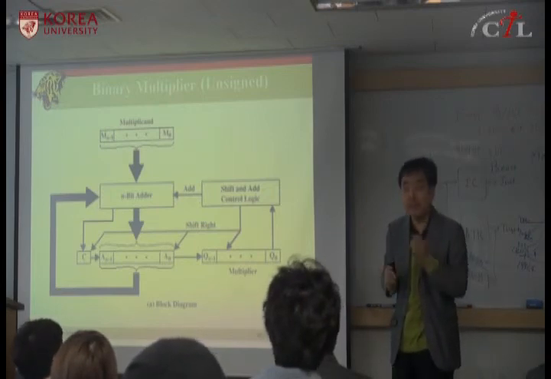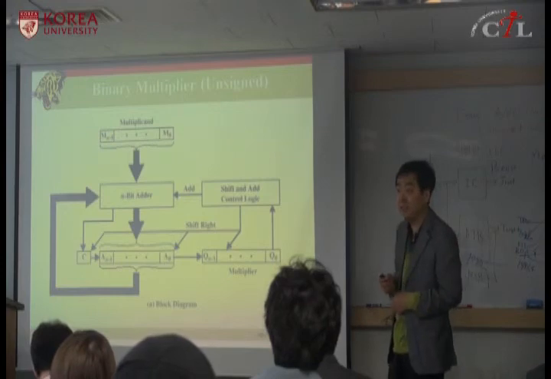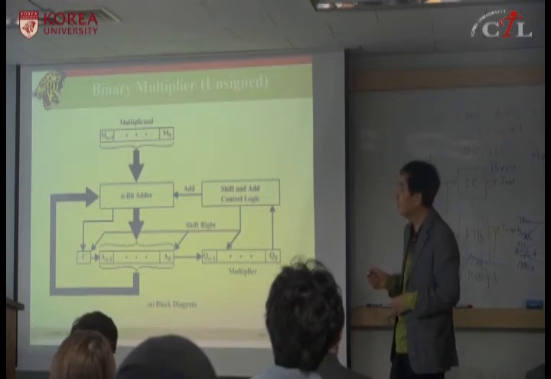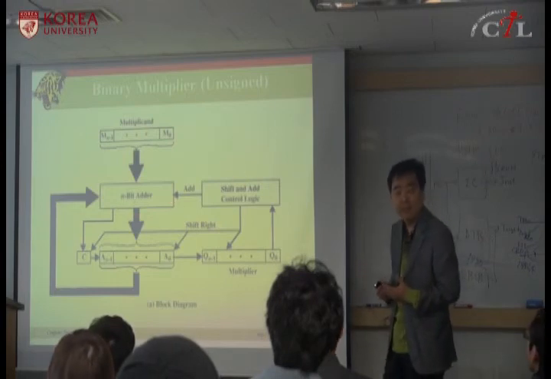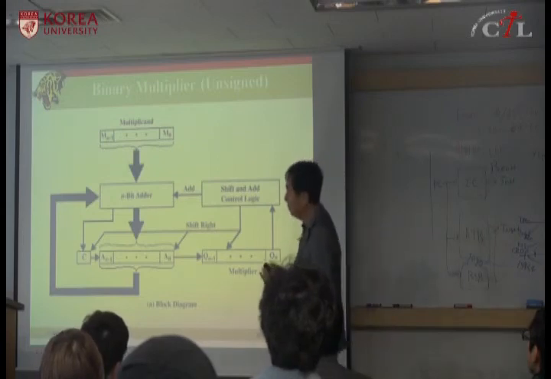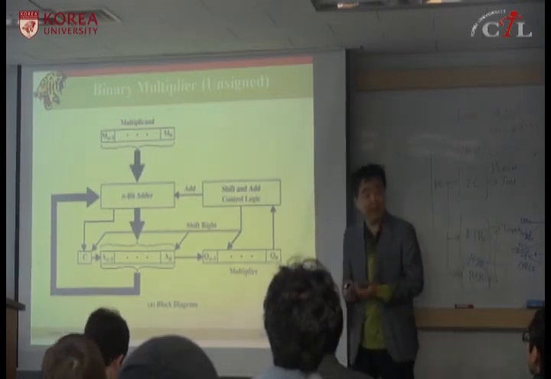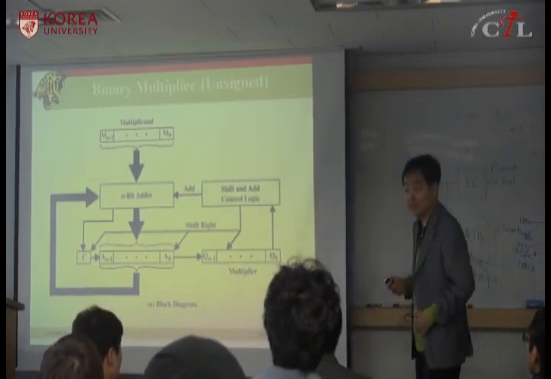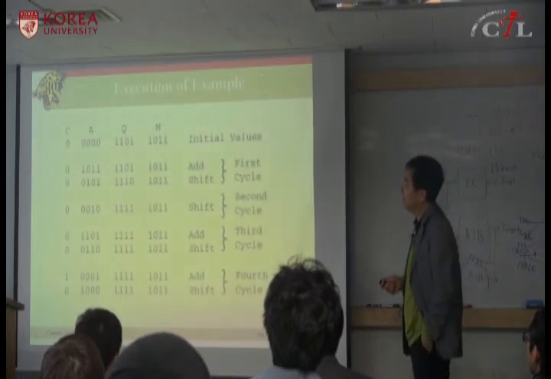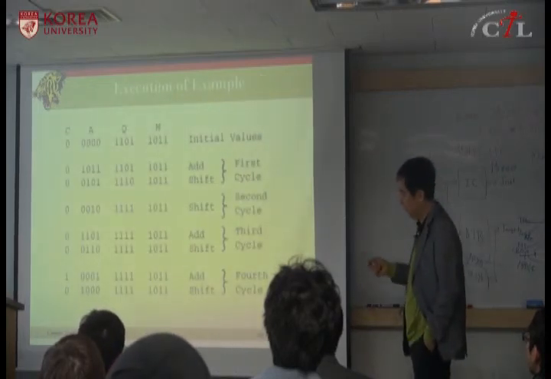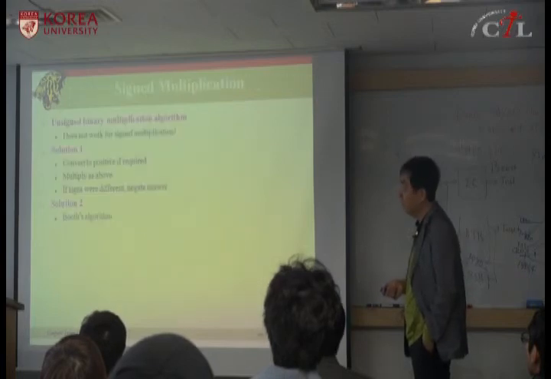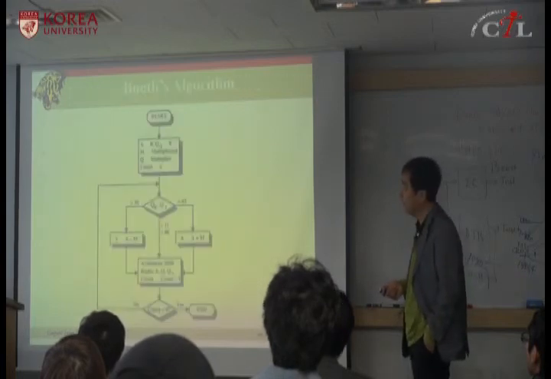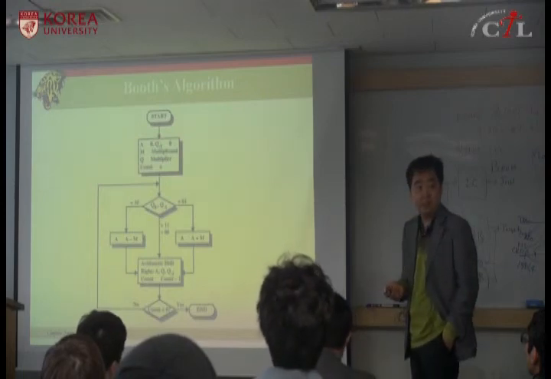Okay? And you can do this binary multiplication simply, right? So you need just one adder and 3 registers and some control logic. You can implement an adder, also a subtractor and multiplier, and even a divider, right? So this tells you how they can do this multiplication. For signed multiplication, there is an algorithm called Booth algorithm.